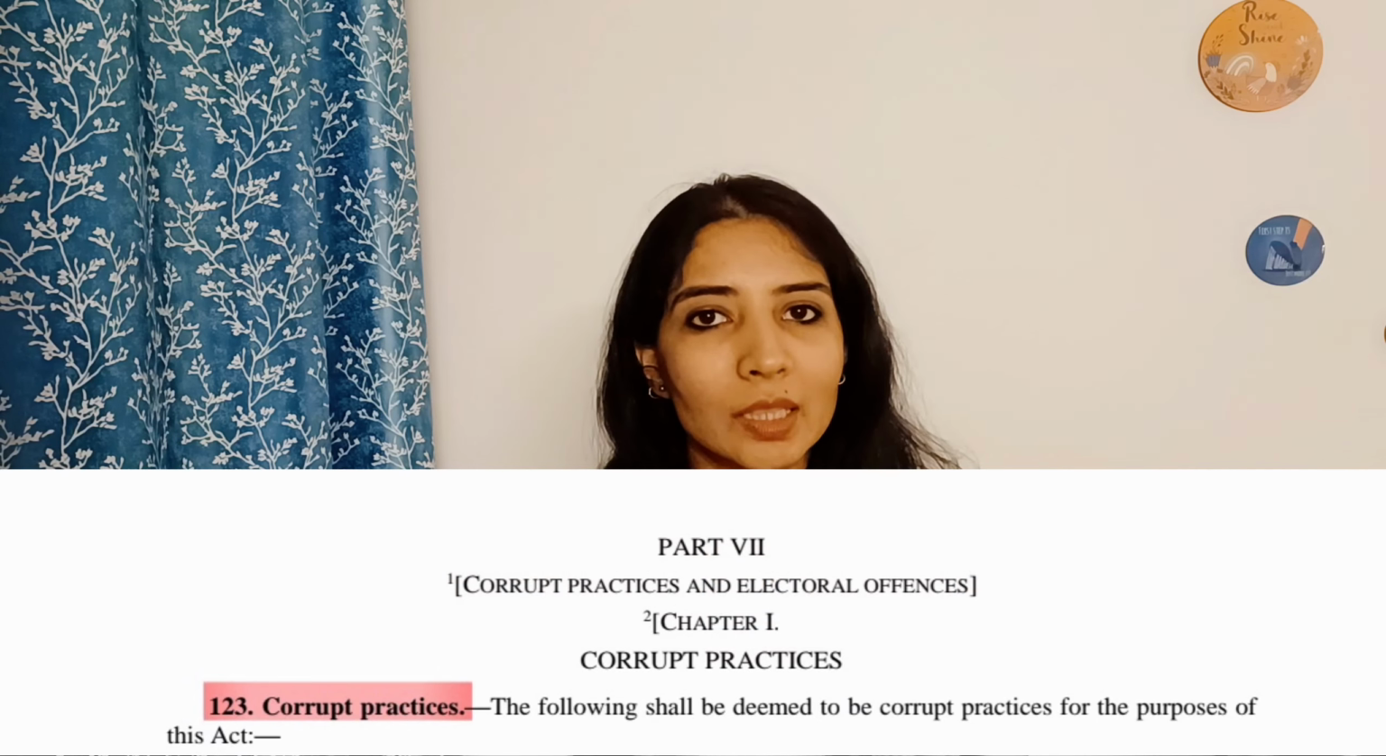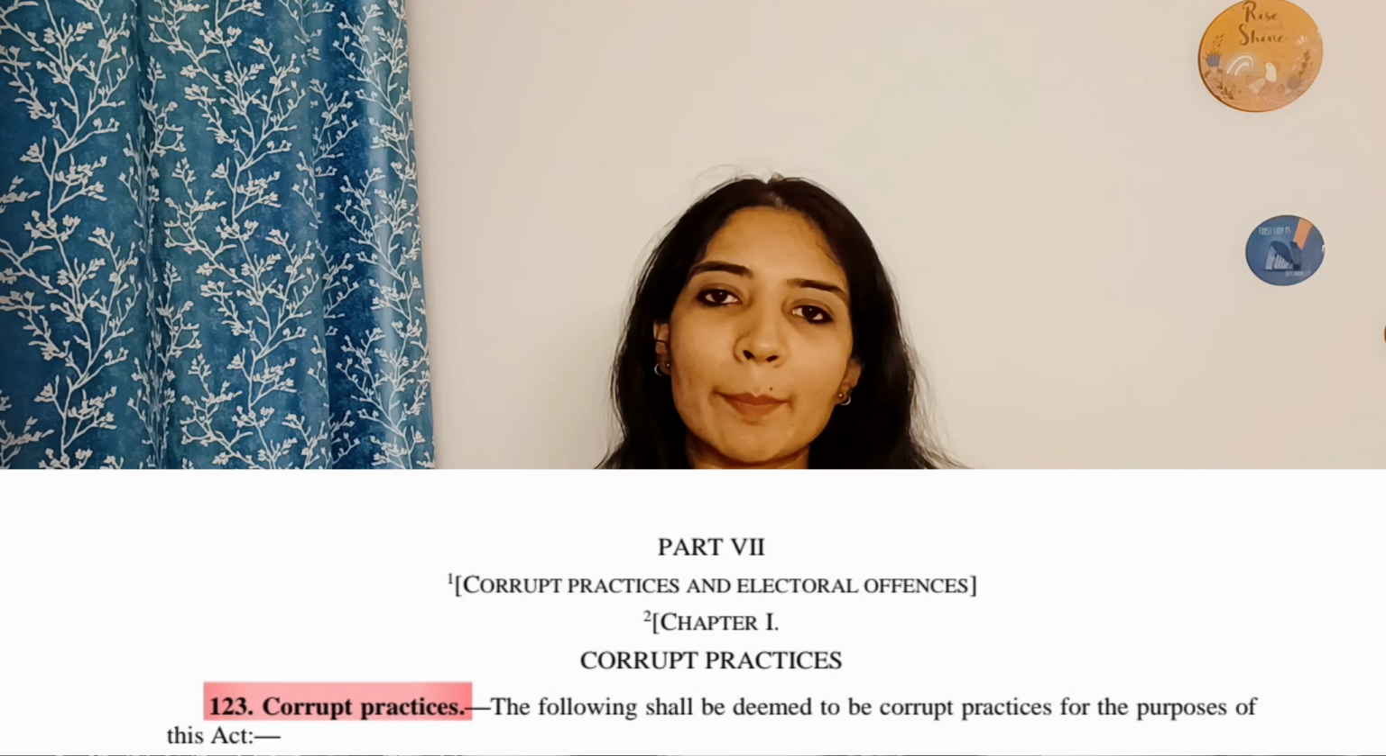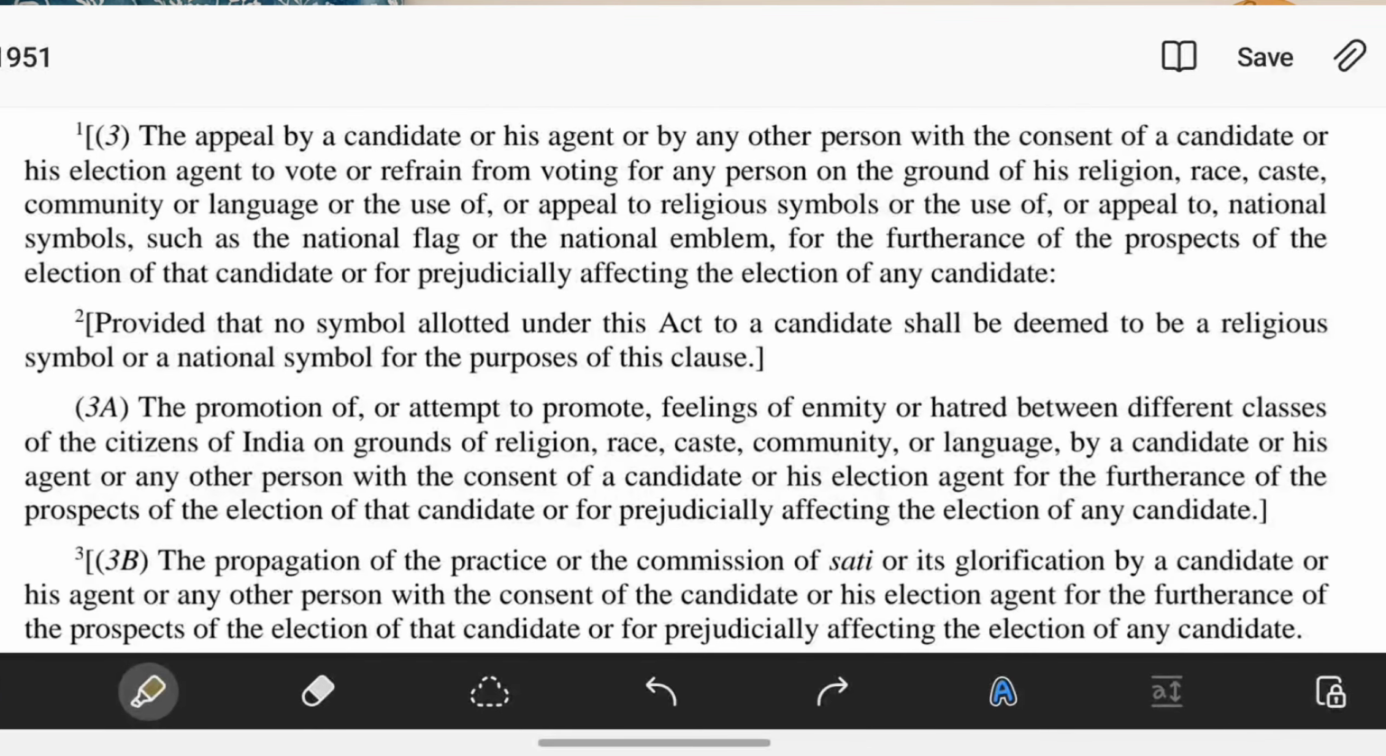Now we will see what are the sections of the Representation of People Act and what are the guidelines of the Model Code of Conduct which have been recently violated by the political parties. So first, talking about the Representation of People Act. The section which has been violated is section 123, which talks about corrupt practices during election campaigns by any political party. Now the major clauses of this section which have been violated are as follows.